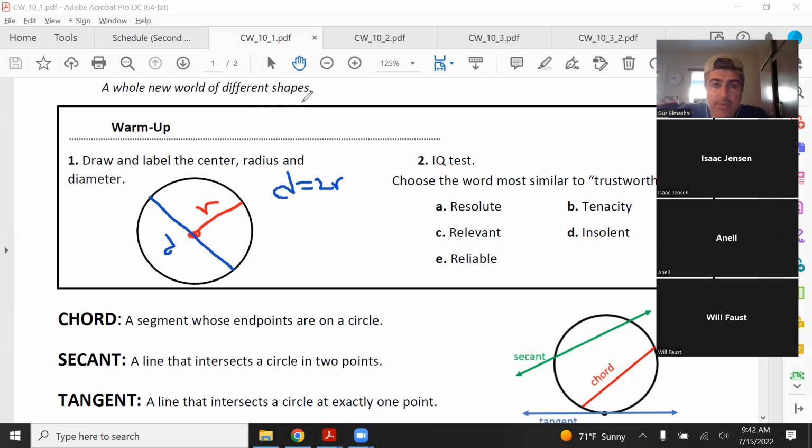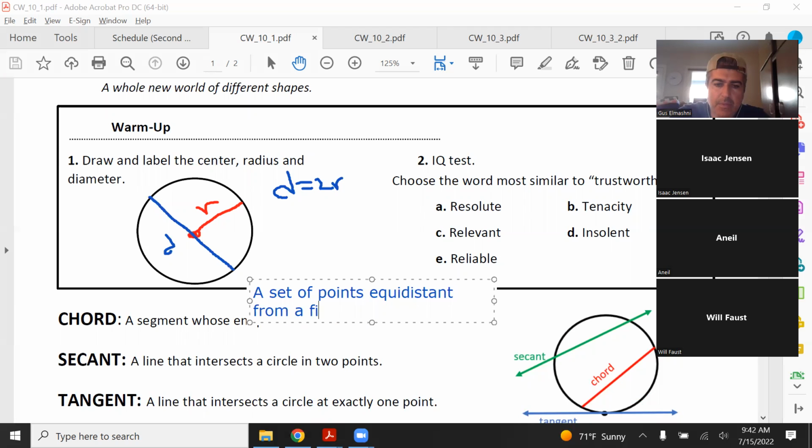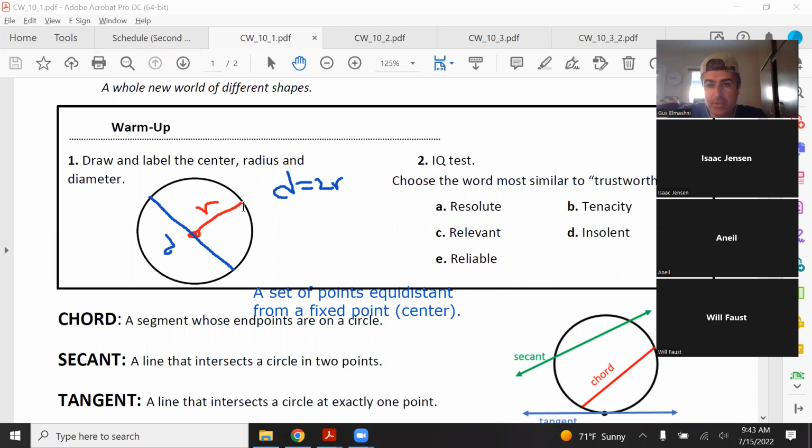And a circle in general, some people don't quite realize this, but a circle in general is a set of points equidistant from a fixed point. And the fixed point is what we call the center. And the distance from the fixed point or the center to any point on the circle is called the radius, right? And the radius is a consistent value for any particular circle.